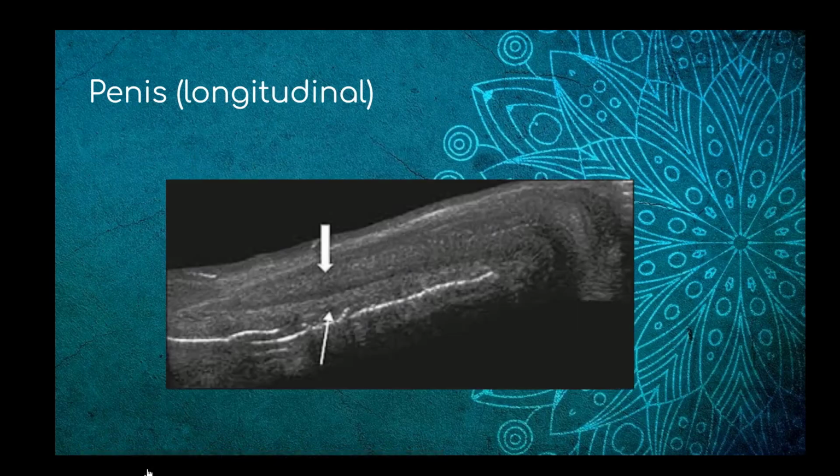This is a longitudinal view then of the penis. Again, we have the dorsal side and the ventral side. This one is flipped around from the last one. We can then see here the corpus cavernosa off to one side.